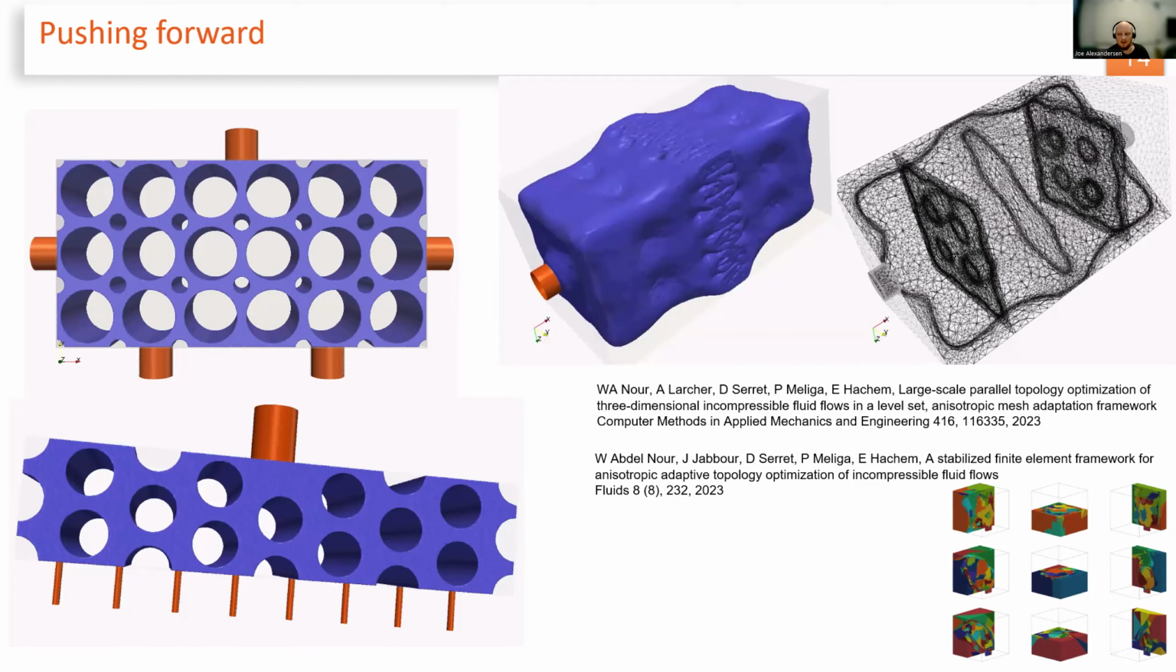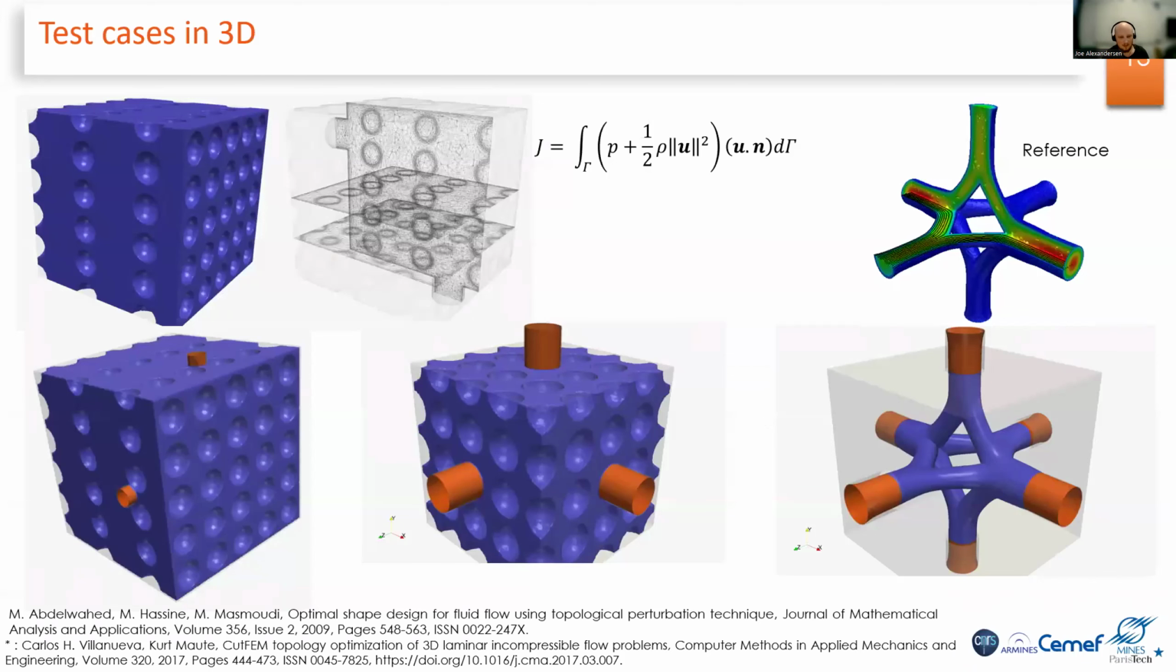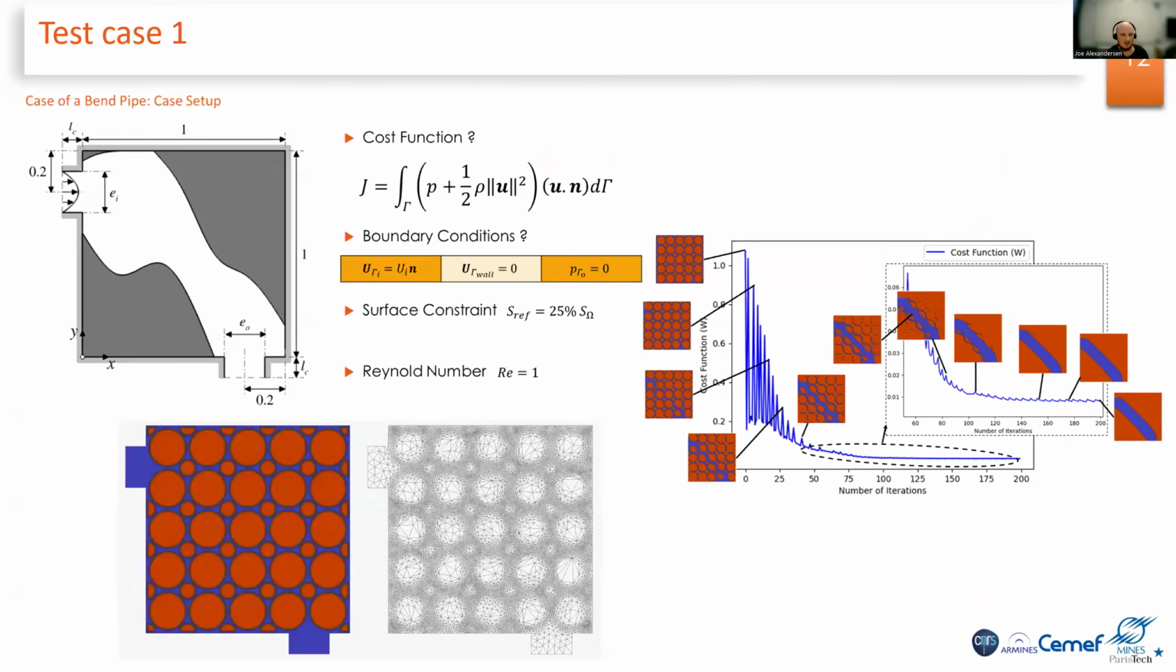So I have a quick question. Maybe I didn't hear it. Are you imposing hard boundary conditions on the surface, or are you using a Darcy term? Very good. It's what we call the immersed method.